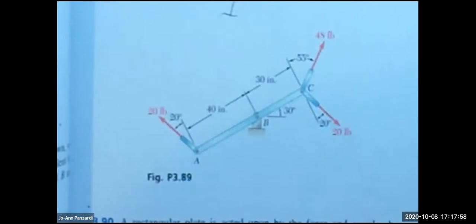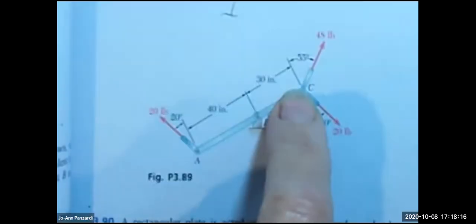What's the resultant? Tony. What is the resultant force due to the 20-pound couple? This 20 is going to the left. This 20 is going to the right. They are zero. The resultant force due to the 20 is 0. Okay. What's the resultant force of the 48?